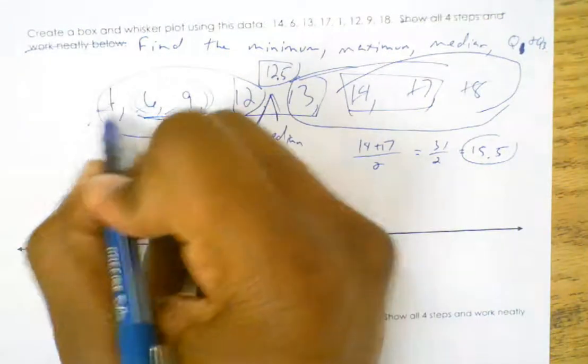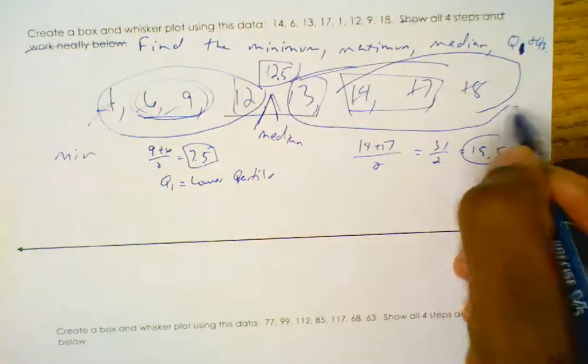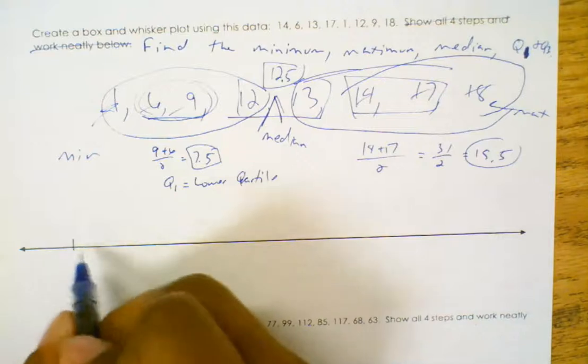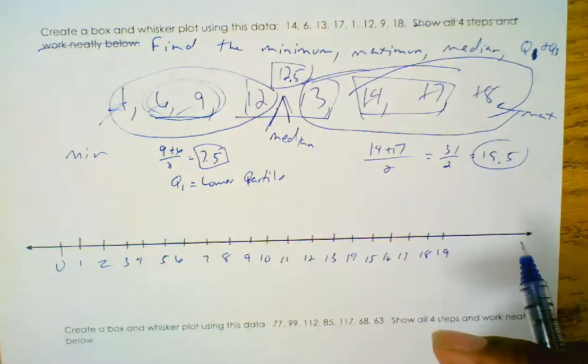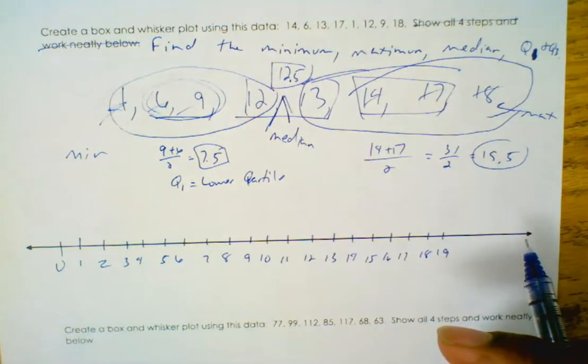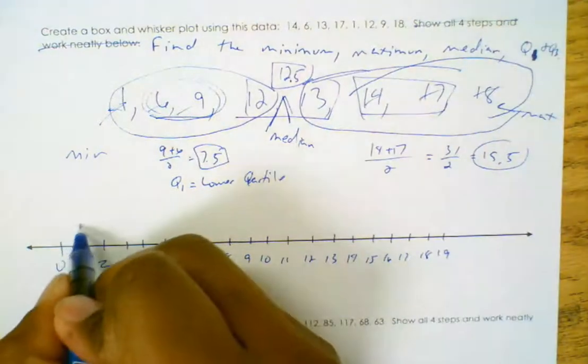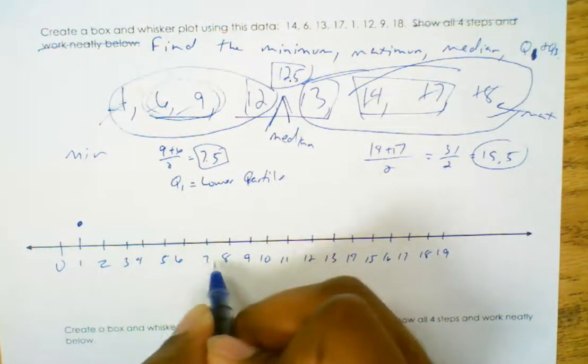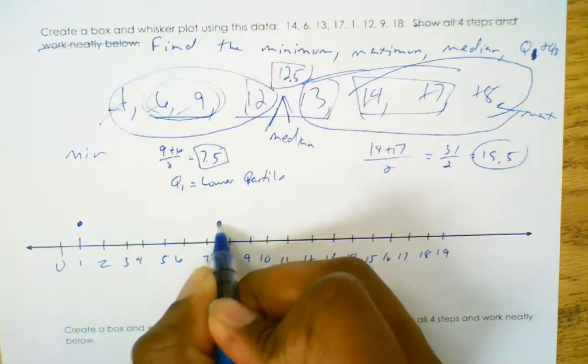My minimum is 1. My max is 18. Let's plot it all on the number line. So it's going to go from 1 to 18. Well, let's say 0 to 18. So 1 is my min. I'm going to put a dot above 1. My next number up is 7.5, so this is 7.5, about right here.